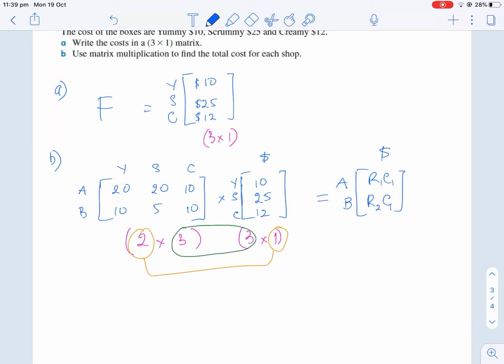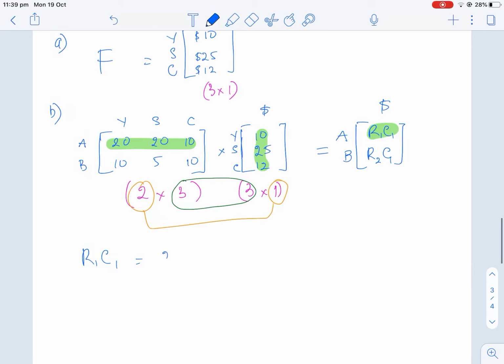Now, row 1, column 1. So we work it out. Row 1, column 1 equals 20 times 10 plus 20 times 25 plus 10 times 12, equals what? Use your calculator. It is equal to 820. Right? You don't have to write the dollar sign.